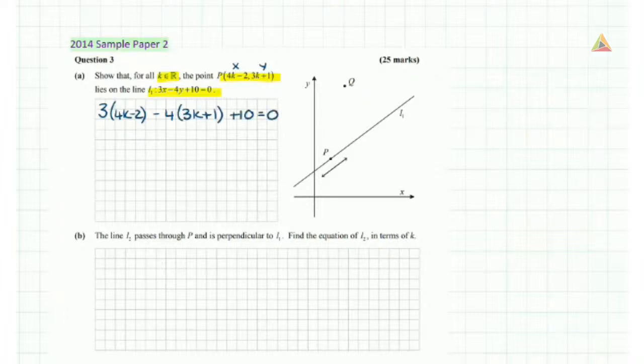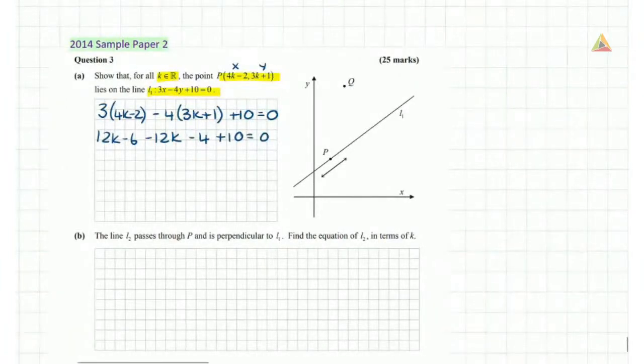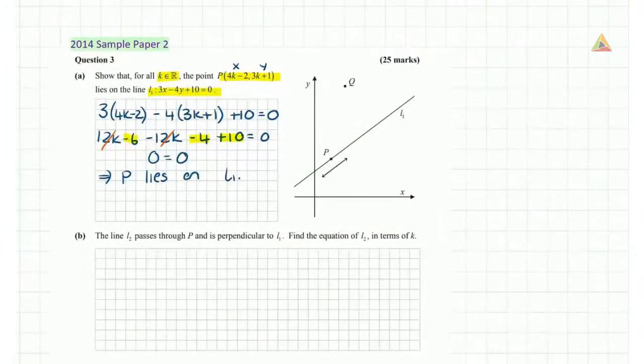Now, unlike the junior cert question, the point wasn't on the line. We're hoping that everything is balanced here and the point satisfies the line. So we end up getting 12k minus 6 minus 12k minus 4 plus 10 is equal to 0. And as you can see, your 12k's cancel out. We end up with a minus 6 minus 4 plus 10. They also cancel out, so we get 0 equals 0. And remember, I said to you, make sure you conclude. So we can say, therefore, P lies on L1 or something to that effect. P is on the line L1. And we're given a diagram there, and it shows that P is on the line L1.